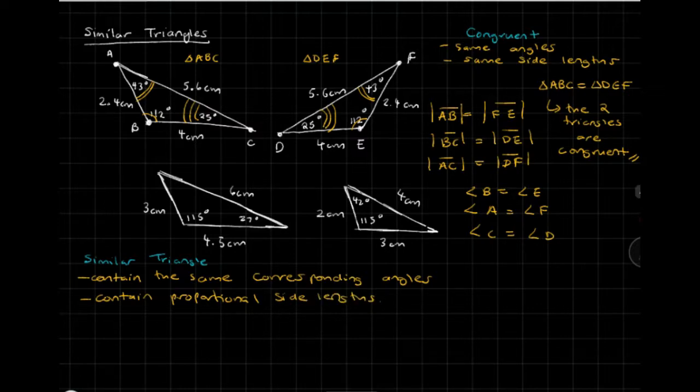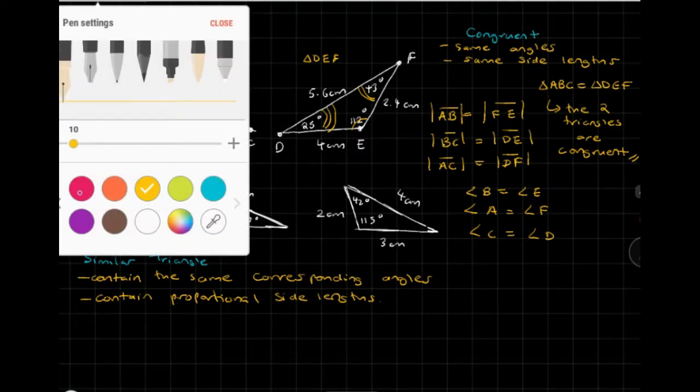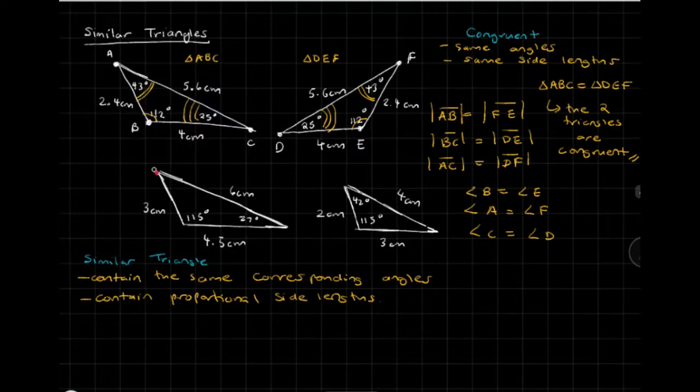Well, proportional side lengths are basically side lengths that differ by a scale factor. So if you multiply a certain value to all the sides in one triangle, you can get to the other triangle. Now I'm going to show you this by looking at these two triangles. Let's label these accordingly. Let's consider this one A, B, and C, and let's call this one D, E, and F.